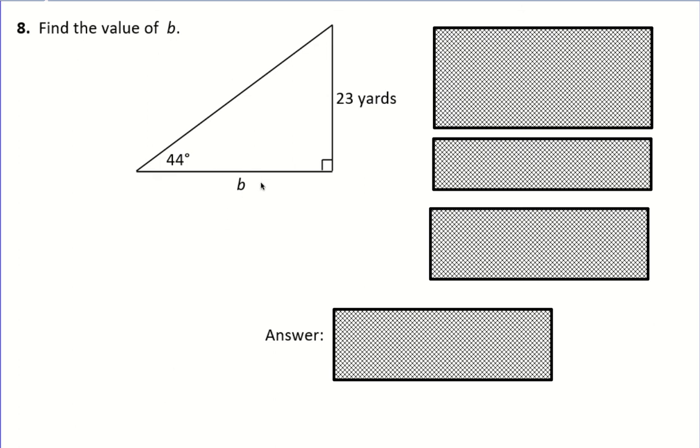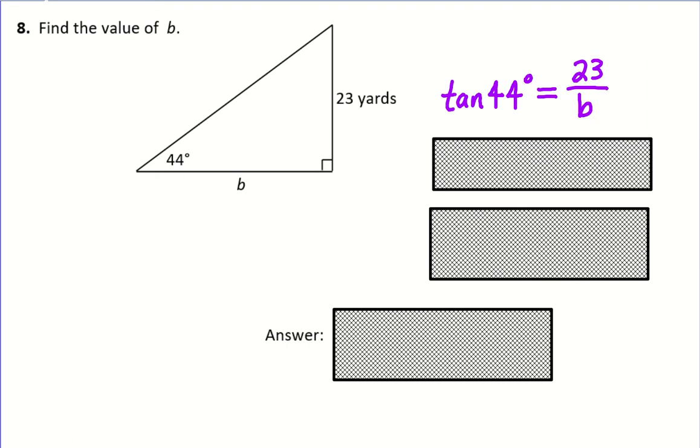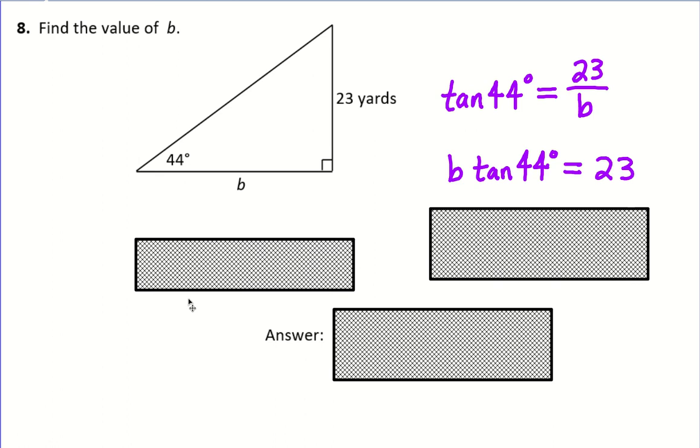Number 8, I just want you to find the value of b. So they give you an angle, they give you this side, and they want you to find this other side. And so the first thing you got to do is write out a trig equation. Now, as far as the 44 degrees is concerned, aren't you working with the opposite leg and the adjacent leg? So wouldn't that be perfect for tangent? Since you're working with opposite over adjacent, kind of using SOHCAHTOA, you write out the equation: the tangent of 44 would equal 23 over b. And now all you got to do is solve for b.